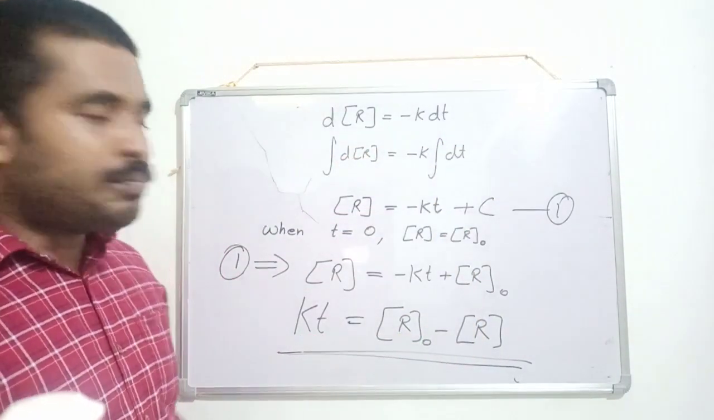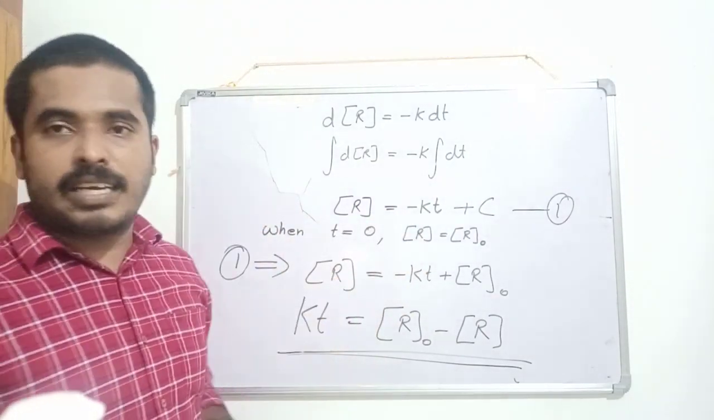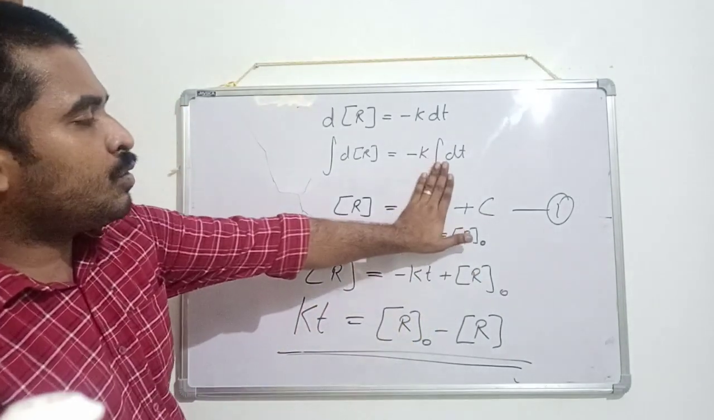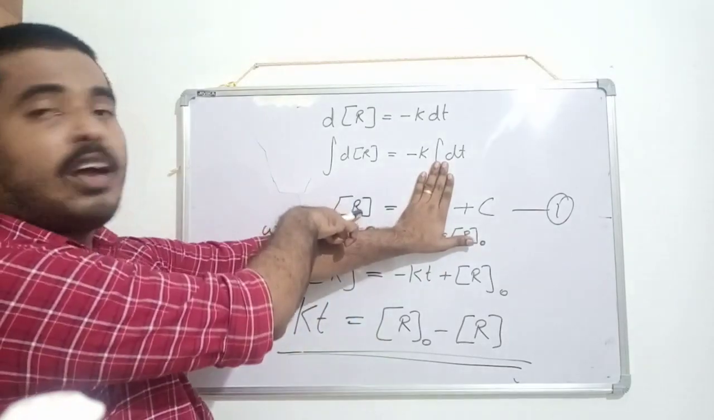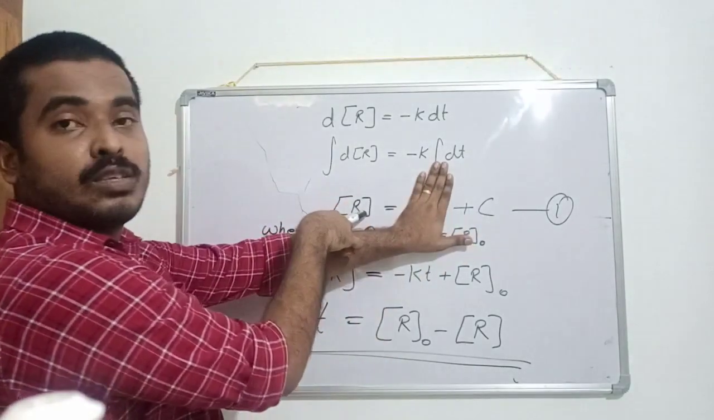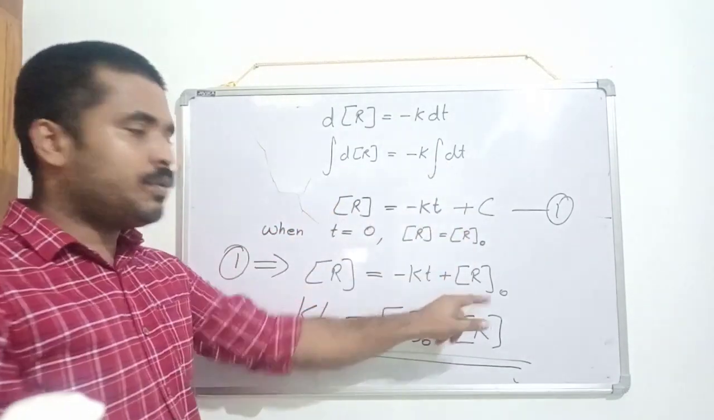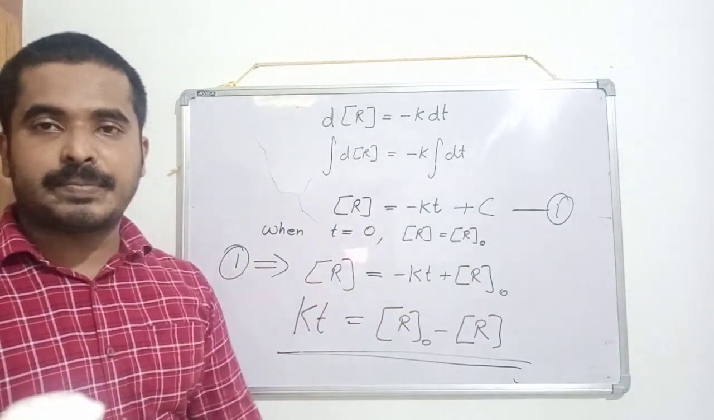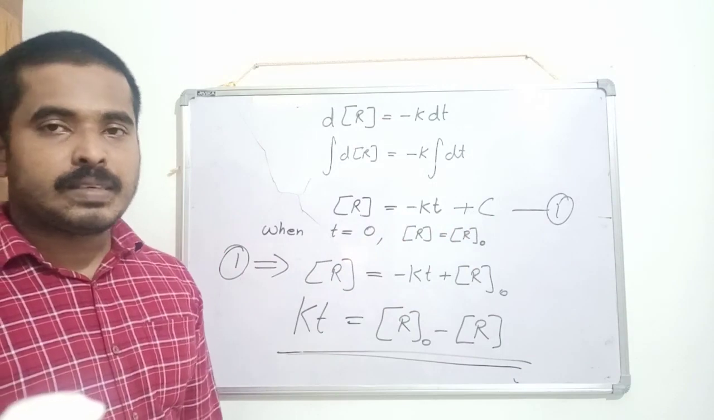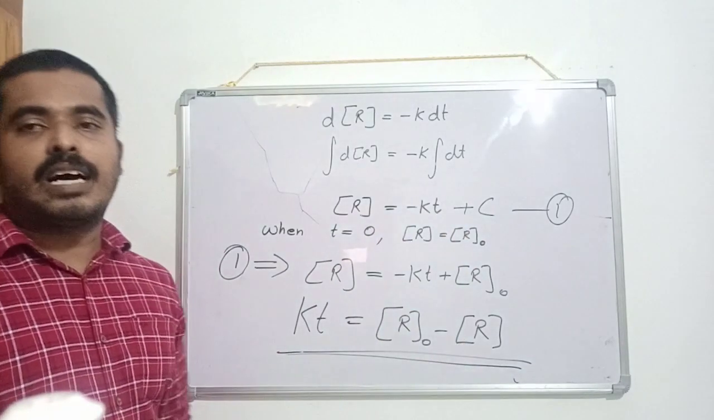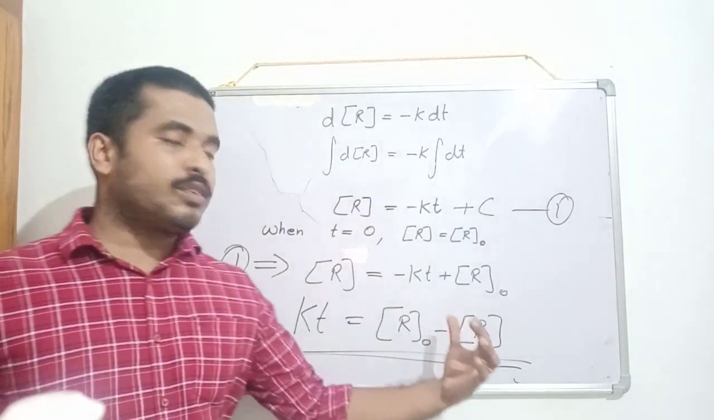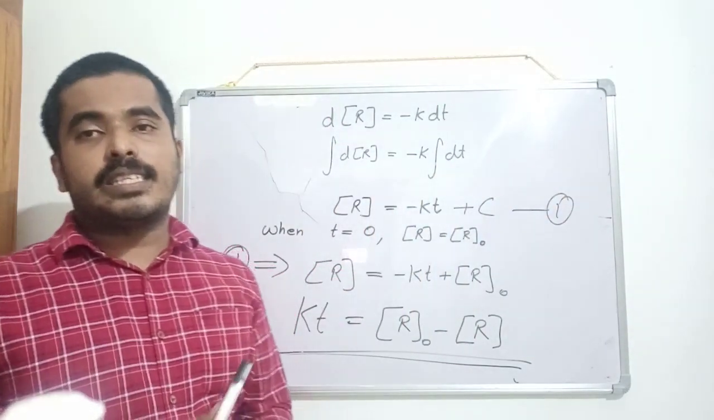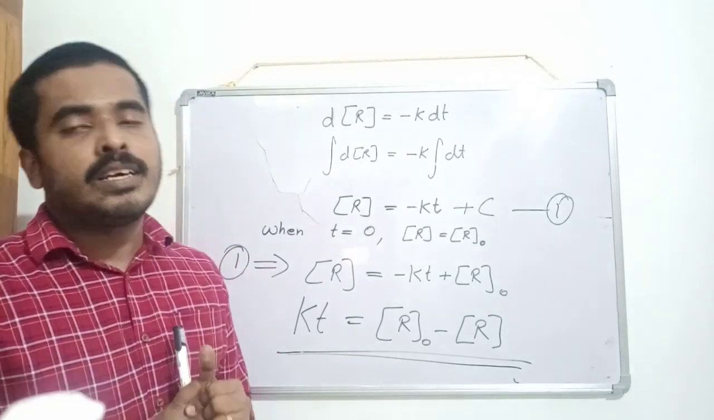I hope this section is clear for you. I will explain it once again. When time equal to 0, R equal to R0. So you see, when time equal to 0, this term will become 0. Instead of R, we will apply R0. So c equal to R0, the value of c is R0. That you are substituting here. R is equal to minus kt plus R0. That equation 1 will become like that. Fine. kt equal to R0 minus R. This is the integrated rate equation for zero order reaction. Don't forget it.